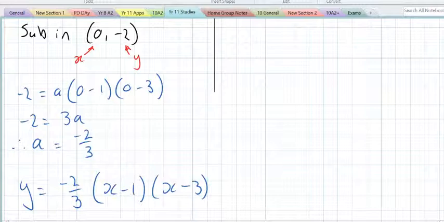Now, that's a nice algebraic way to find it. What is entirely possible is that the question will ask you to state it in the form of ax squared plus bx plus c, the general form. That's quite a usual question in a test, which means you would need to expand out. Expand, collect like terms, and have it written nicely in the form ax squared plus bx plus c.